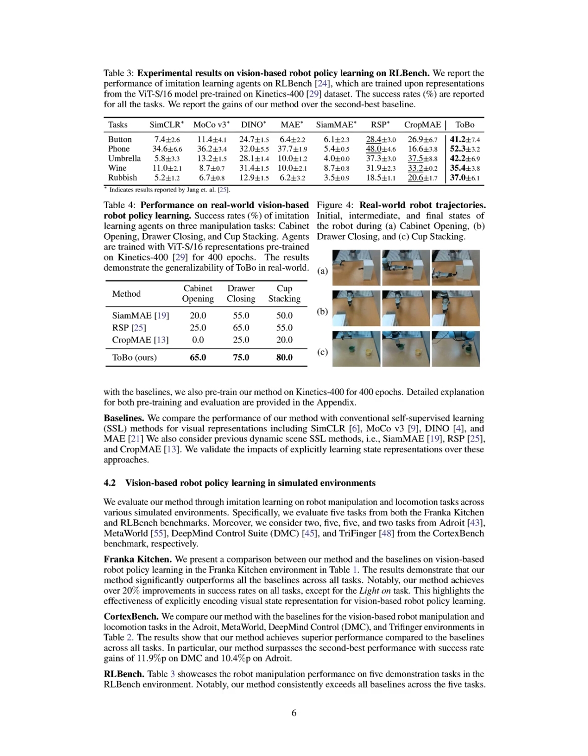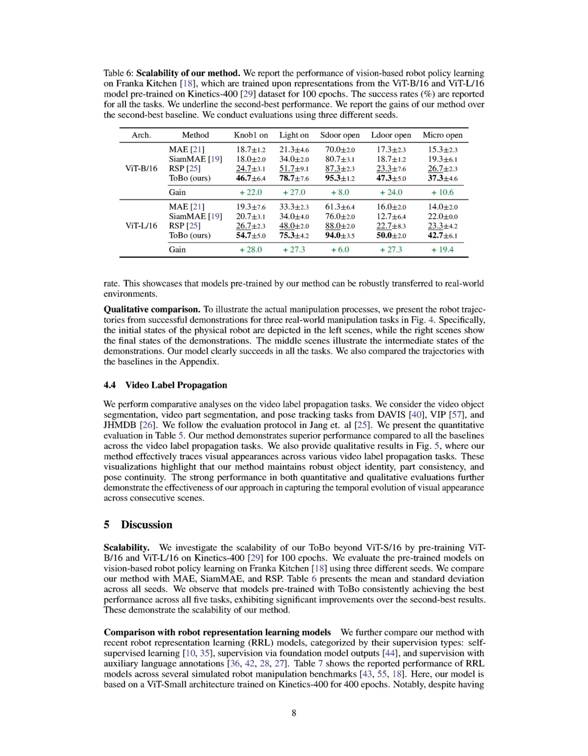Our experimental design included fair comparisons with established self-supervised learning baselines such as SimCLR, MoCo v3, DINO, MAE, and dynamic scene methods like SiamMAE and RSP. We measured performance using success rates in robotic tasks and reconstruction accuracy in video label propagation, demonstrating significant improvements, over 20% in some cases, compared to the baselines. Additionally, we conducted qualitative analyses of robot trajectories in real-world tasks, showcasing the robustness and transferability of our pre-trained models.